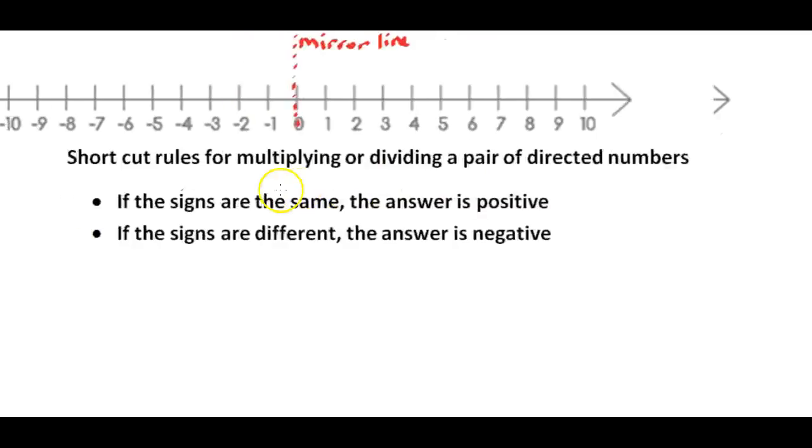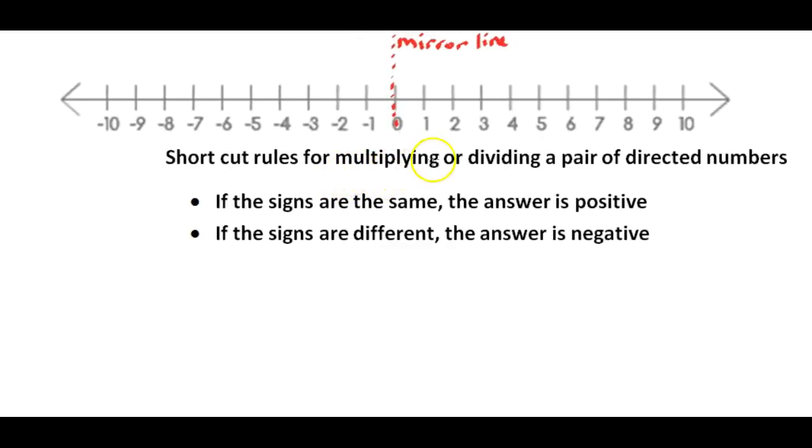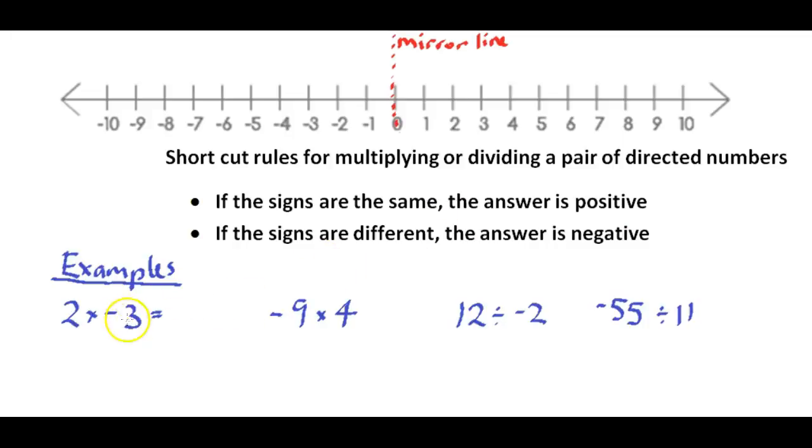So this leads to two shortcut rules for multiplying or dividing a pair, that's 2, directed numbers. If the signs are the same, the answer is positive. If the signs are different, the answer is negative. So let's have a look at some examples.